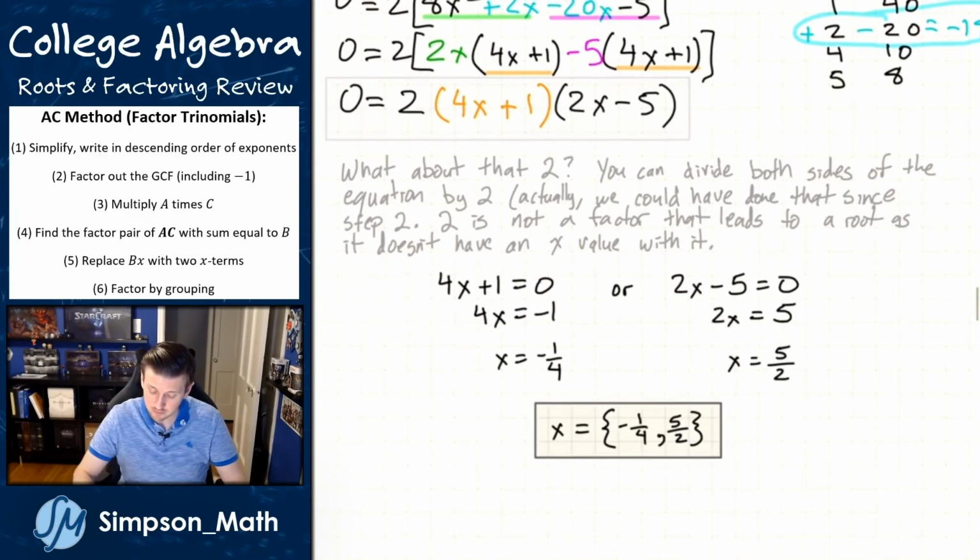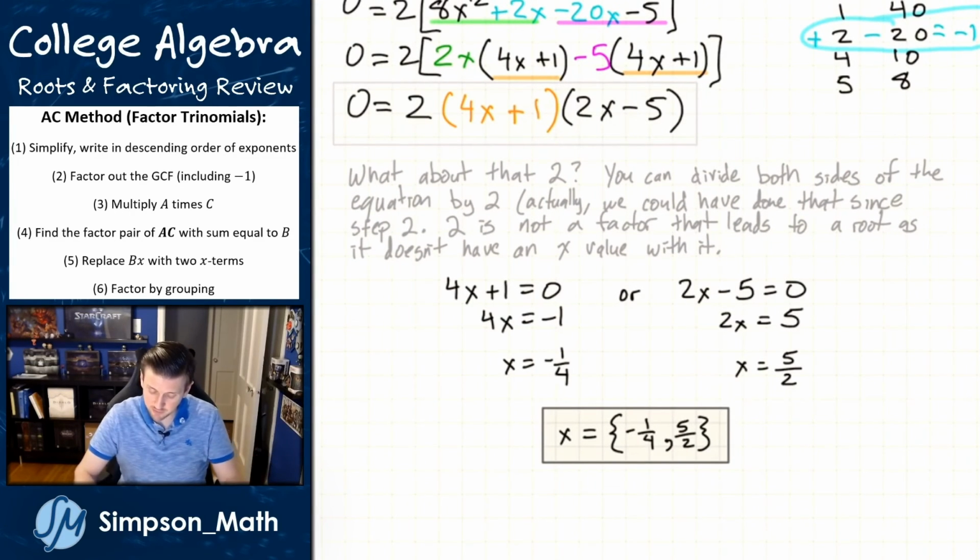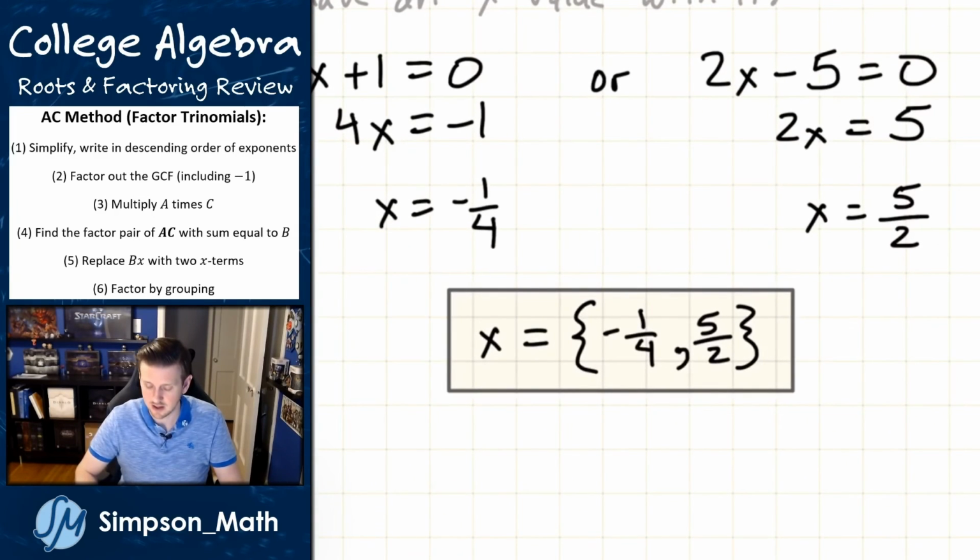All right, so just get rid of the 2, we don't need it. So then set our factors equal to 0: 4x plus 1 equals 0, 2x minus 5 equals 0, and solve. Subtract the 1, divide by 4, add the 5, divide by 2, and write them in order, and in set notation. So x is the set of -1/4 and 5/2, and that's that.